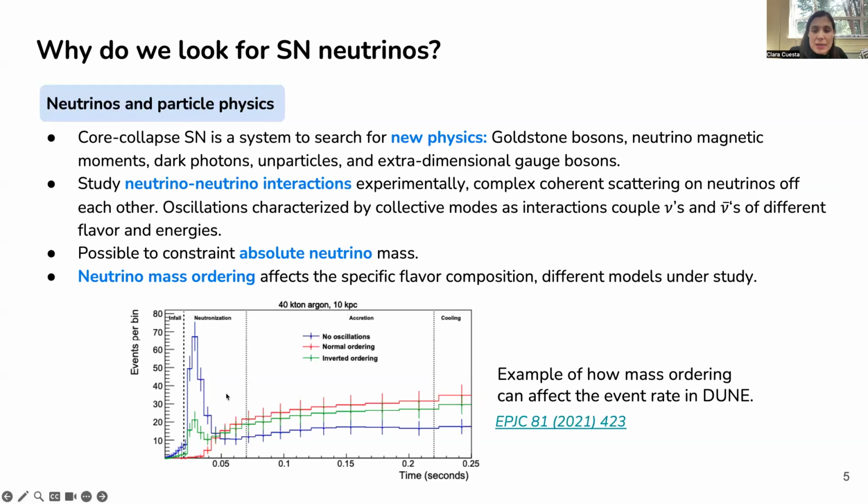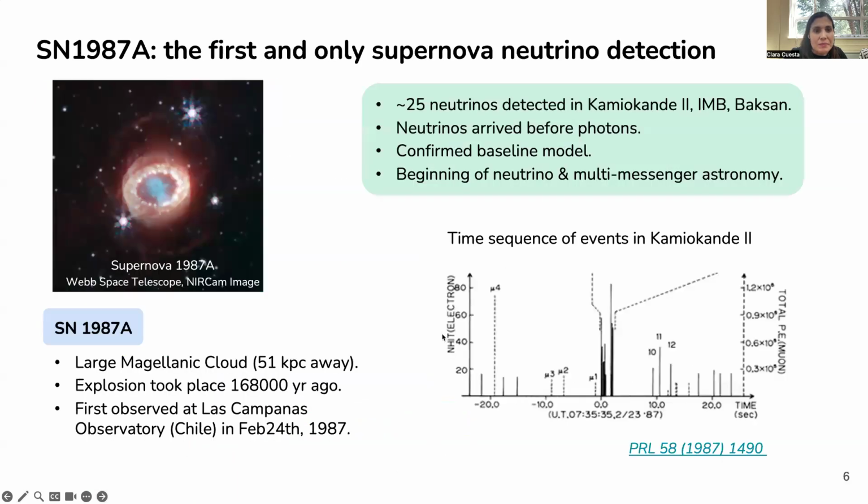This figure shows an example of the expected event rates as a function of time in the DUNE experiment with 40 kilotons of liquid argon. The event rate for the unrealistic case of no flavor transitions is shown in blue, and the event rates for the normal and inverted orderings are represented in red and green. Then, during the early stages of the event, the ordering can be identified.